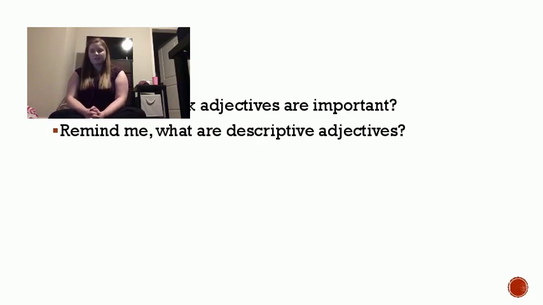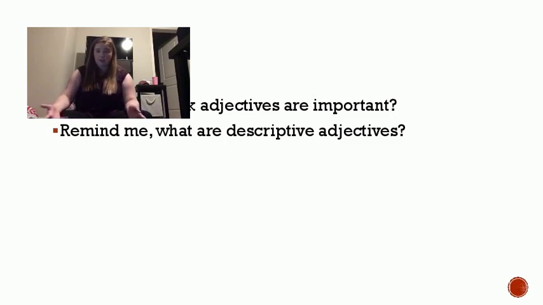Now some quick questions. Why do you think adjectives are important, Maria? So Maria says adjectives are important because it's how we figure out the different types of nouns. What one noun is, what another noun is. Because if you have a bunch of dogs, you need to have some adjectives to describe them. Great point.